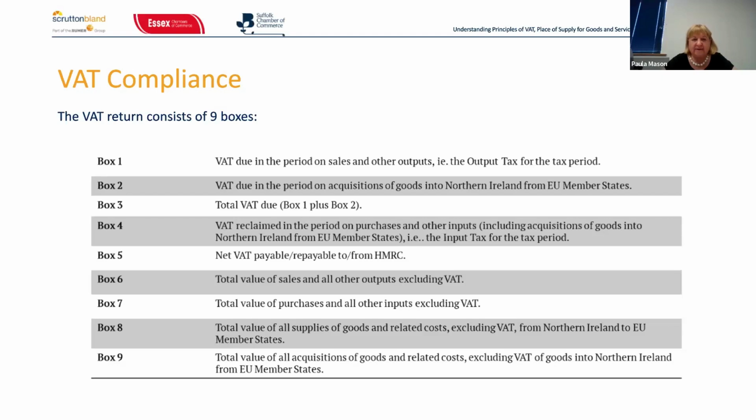Box 5 is the net VAT payable, repayable to or from HMRC. Box 6 is the total value of your sales, excluding VAT and all other outputs. And box 7 is the total value of all your purchases and all other inputs, excluding VAT. Box 8 only applies to Northern Ireland, which is the total value of all supplies and related costs, excluding VAT, from Northern Ireland to the EU member states. And box 9 is applicable to Northern Ireland also, which is the total value of all acquisitions of goods and related costs, excluding VAT.